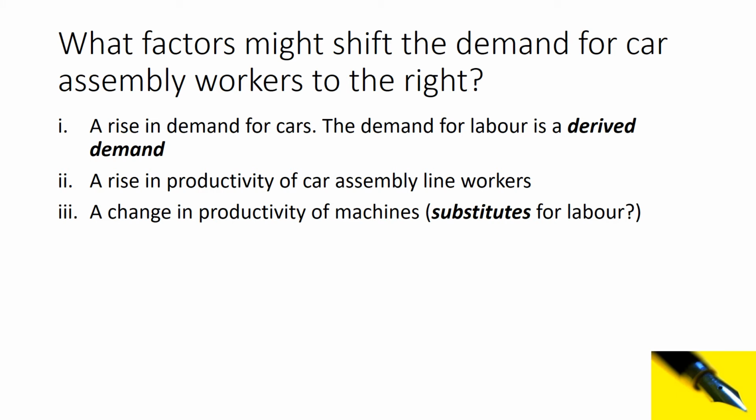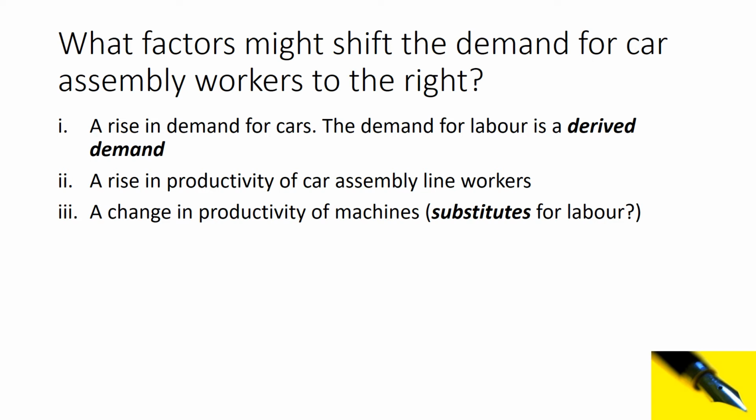If there is a change in the productivity or perhaps the price of substitutes for car assembly line workers, for example, machines, we might be talking perhaps about robots on the car assembly line, then that will shift demand for labour as well. So if maybe robots become cheaper or car manufacturing becomes more automated, that may cause a leftward shift in demand for labour.